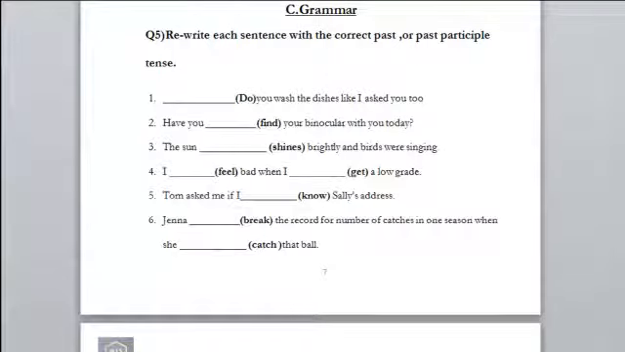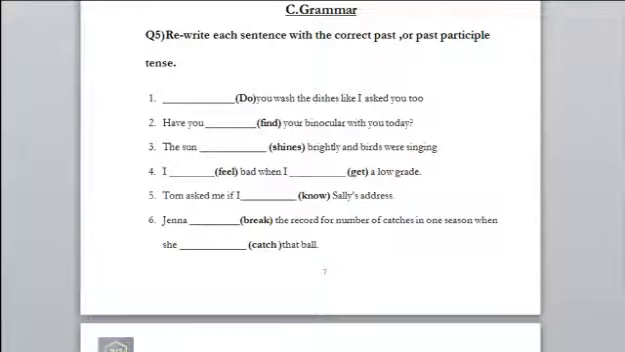Back again, my dear students, to continue the revision. This revision will be regarding the grammar. So the question over here will be the following: Rewrite each sentence with the correct past or past participle. And let me remind you that I think all the verbs over here will be irregular verbs.